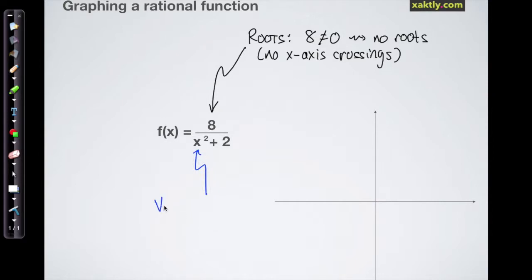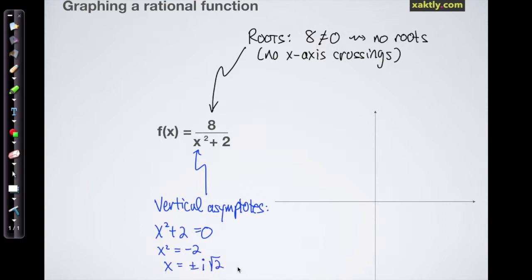Second, let's look for the vertical asymptotes by looking for any zeros in the denominator. You can see that this function has non-real roots for the denominator, so there's no value of x that will make the denominator 0, and that means this function has no vertical asymptotes either.